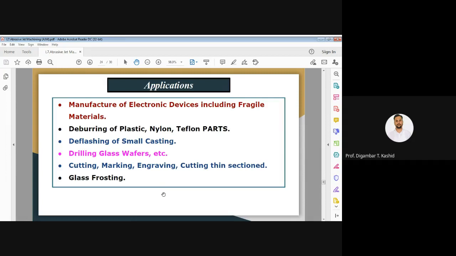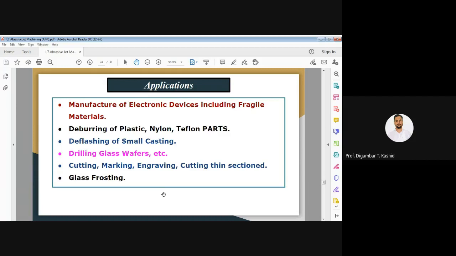Then the second application is that this process is very good in deburring. Last time I explained what a burr is. So deburring of plastic, nylon, Teflon, and other similar parts which may be made up of very hard material or even soft material. For that purpose also we can use this process.